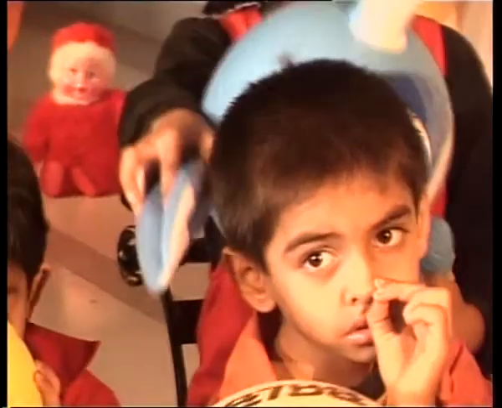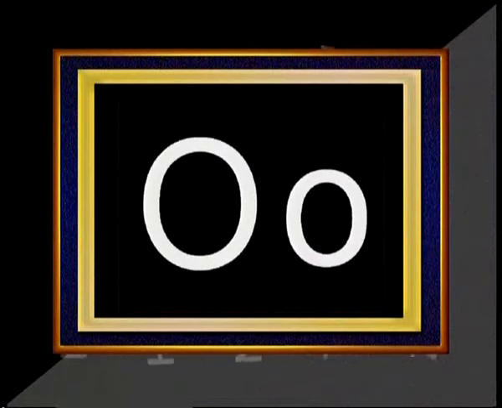Now, let us see how to write a small o. For a small o, we will make a small circle. I will show it to you again. For a small o, we will make a small circle. Hey, here we have a small o. Kids, the only difference between a capital O and a small o is that a capital O is bigger in size and a small o is smaller in size.